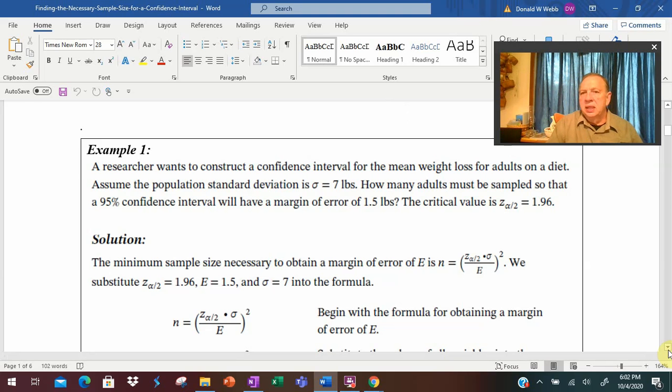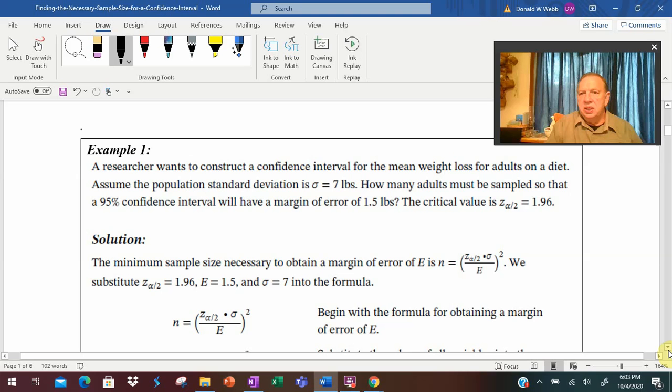How many, the N, must be sampled so that a 95% confidence interval will have a margin of error of 1.5 pounds? This critical value, we're going to work on in class to figure out how to get this number. But here we're going to give it to you, and you just want to put it into the formula. Okay, so I just start with our formula. The N is equal to, that's what that parameter is, the 1.96. The population standard deviation, they're giving me that already, that's the 7. And I want to do it with a margin of error of 1.5.